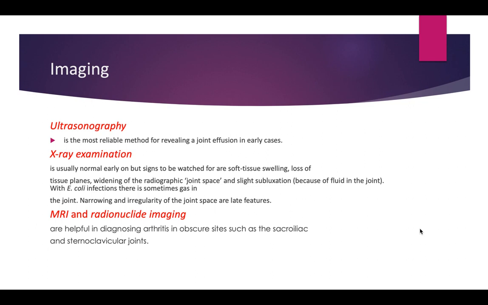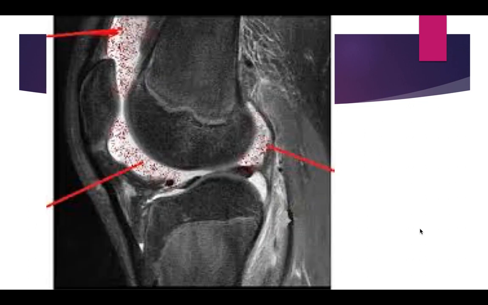E. coli infection, sometimes you have gas in the joint. Narrowing, irregularity of the joint space, fusion, which is ankylosis, are late features. MRI and radionuclide imaging are helpful in diagnosing arthritis in obscure sites such as the sacroiliac joint, the sternoclavicular joints, the spine. These areas are not usually easy to be diagnosed by the radiograph.